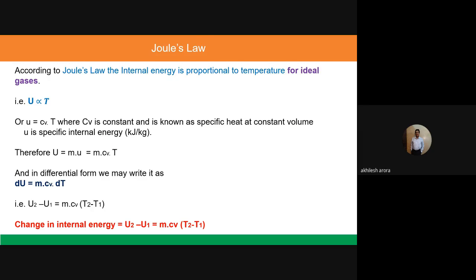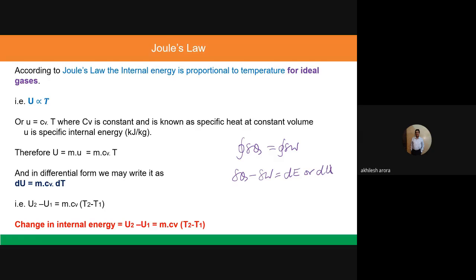Now, this was about the first law of thermodynamics. Till now, we have discussed two equations. The first one is cyclic integral of delta Q is equal to cyclic integral of delta W, and the second equation that we have used for the process is delta Q minus delta W is equal to dE or dU. Depending upon the values, if we are given the kinetic energy and potential energy terms, then we can use dE, otherwise we will use dU.